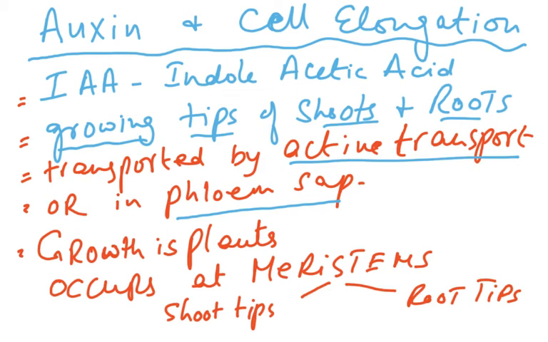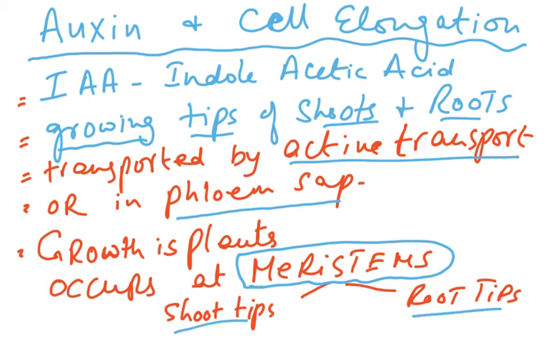Now, growth in plants occurs at the meristems. The meristematic regions are the ends, the shoot tips and the root tips, and that is where all the growth occurs in plants. So please understand which is the meristematic region, and you usually get a lot of questions on that. So meristematic regions are the shoot tips and the root tips where a lot of growth takes place.